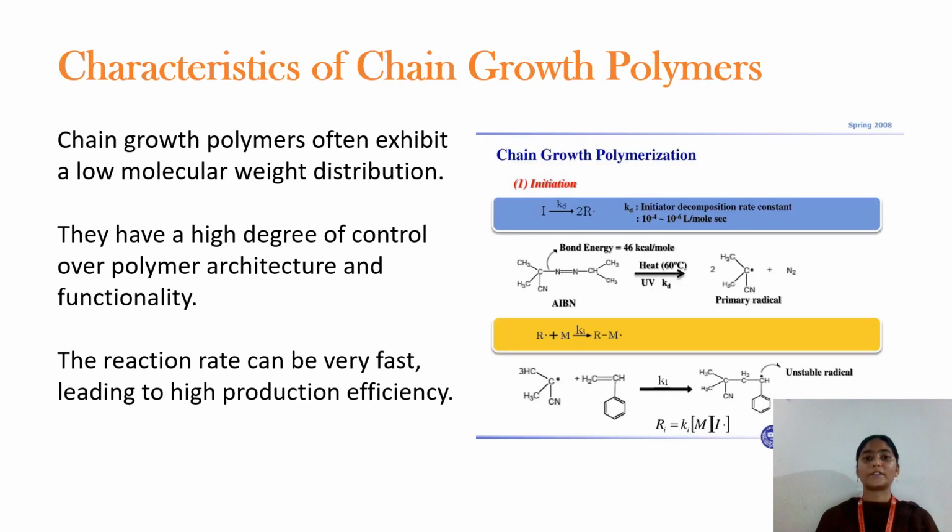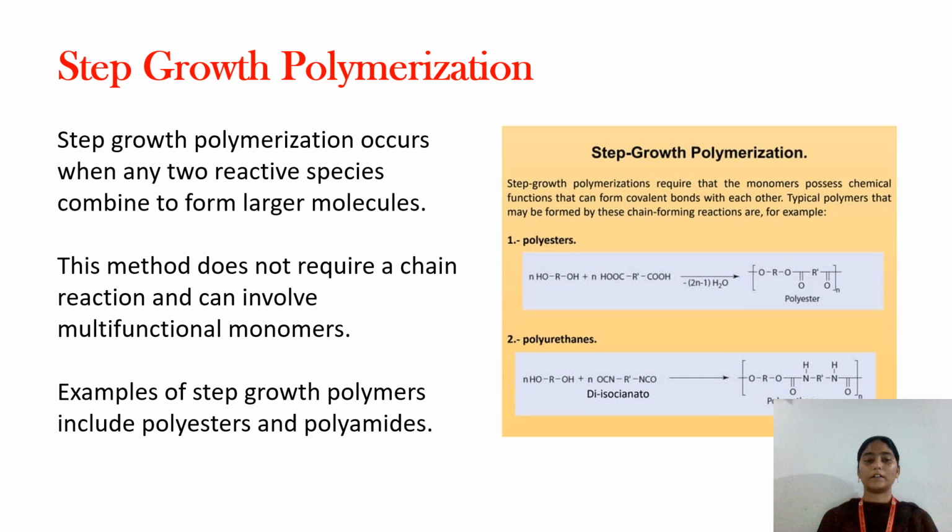Characteristics of chain growth polymers. Chain growth polymers often exhibit a lower molecular weight distribution. They have a high degree of control over polymer architecture and functionality. The reaction rate can be very fast, leading to high production efficiency.